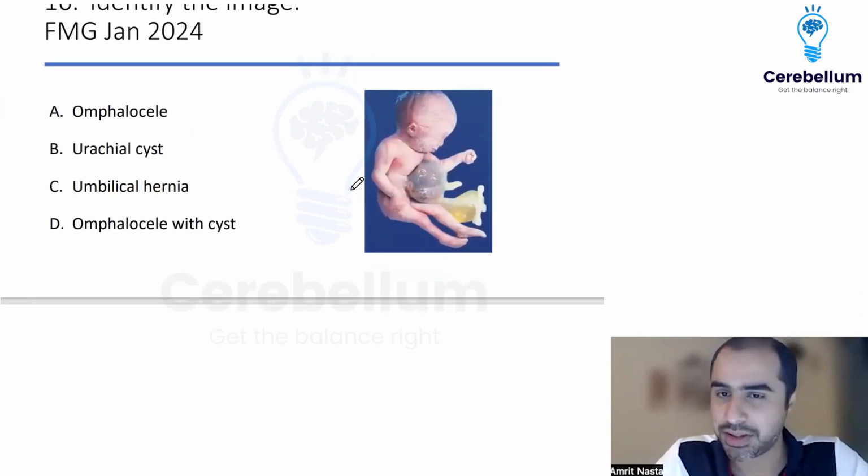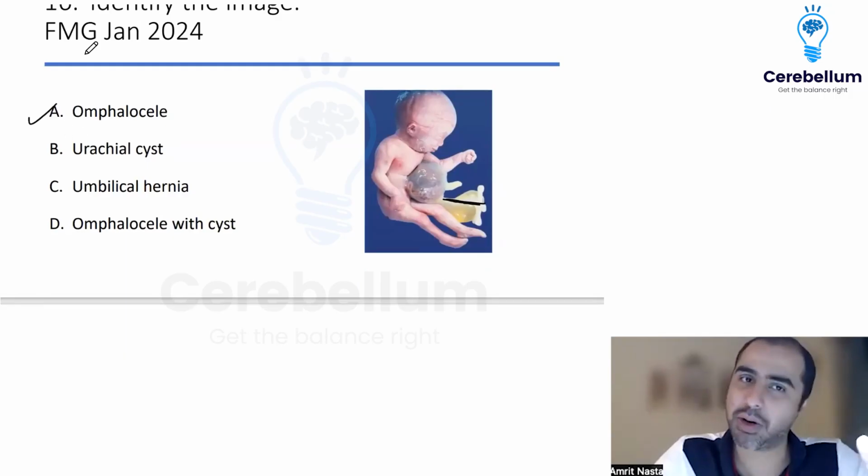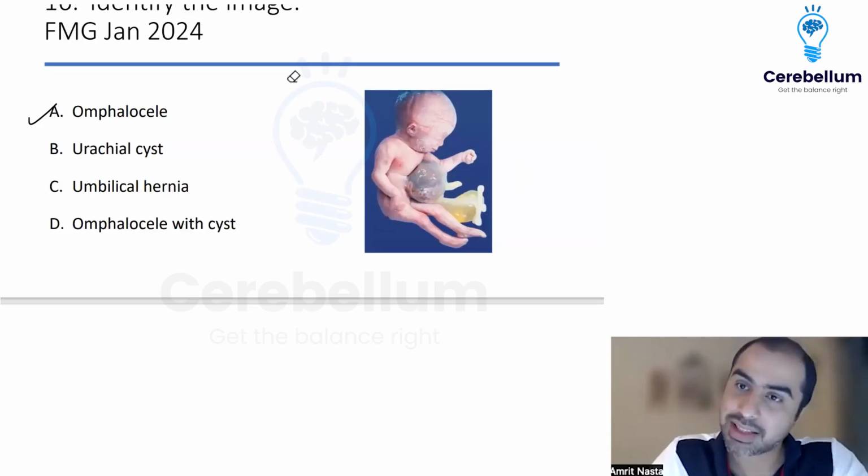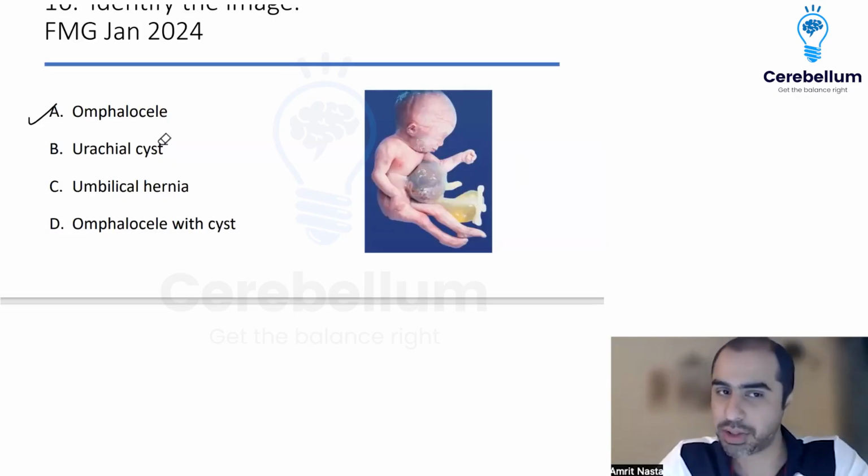And this was the image. It is the umbilical cord. There is nothing like omphalocele with cyst. It's omphalocele only. This is the answer. There is no omphalocele with cyst. Nothing like that exists. Umbilical hernia will have the skin covering. So there should be skin to cover it. That will be umbilical hernia. It will not be protruding like this.